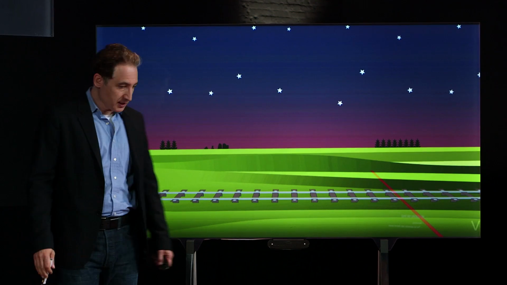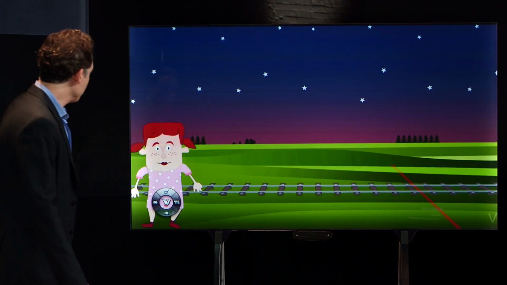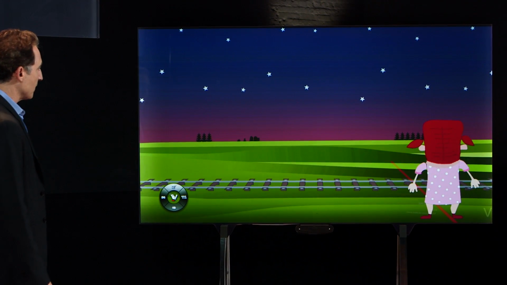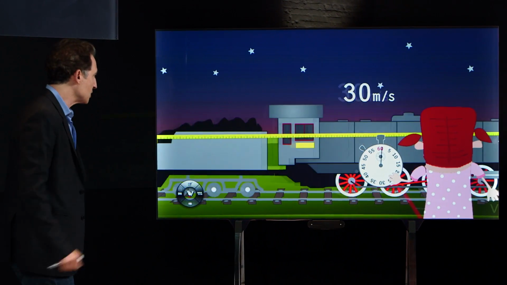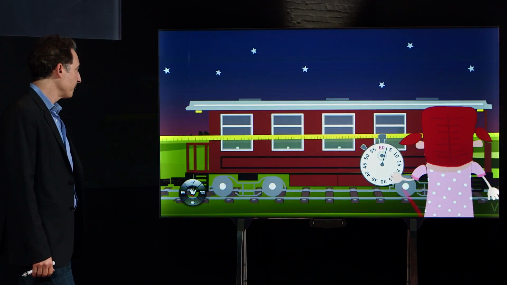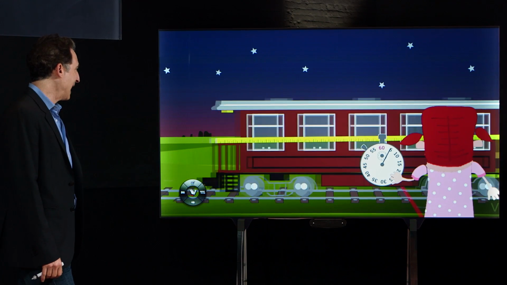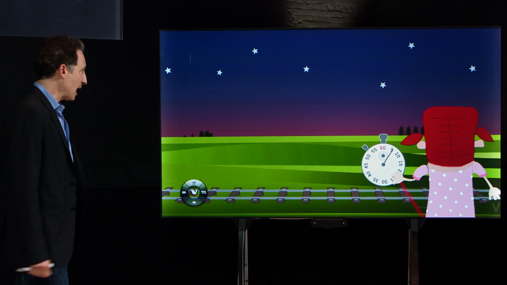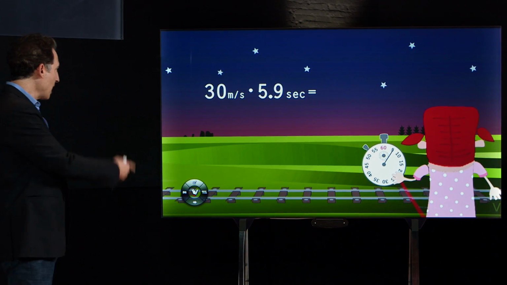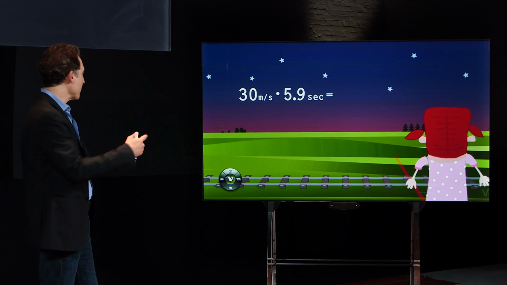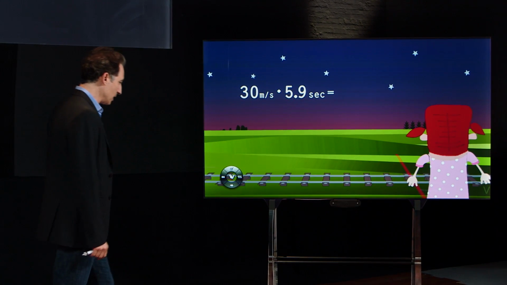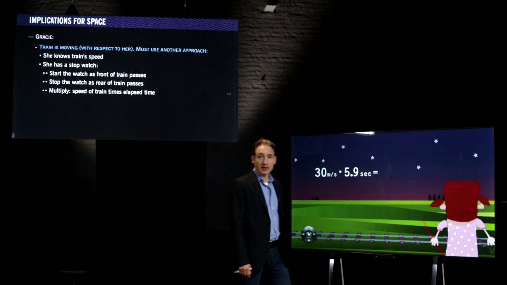There she is on the platform. She has her stopwatch handy. The front of the train goes by. Boom, she starts the watch going. When the rear of the train passes her, boom, she stops the watch. She gets the elapsed time, in this case 5.9 seconds. She multiplies it by the known speed of the train in order to get the train's length.